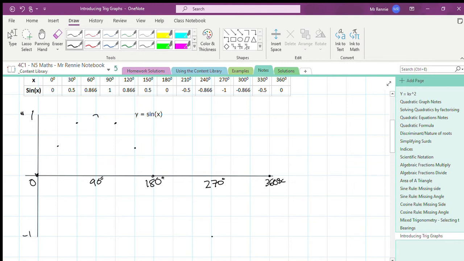If I continue with this graph, 210 is down at negative 0.5. 240 is down at negative 0.866. 300 is at negative 0.866, so it's closer to negative 1. Sine of 330 is negative 0.5, so again halfway down my y-axis. So you see I've got this sort of curved shape.